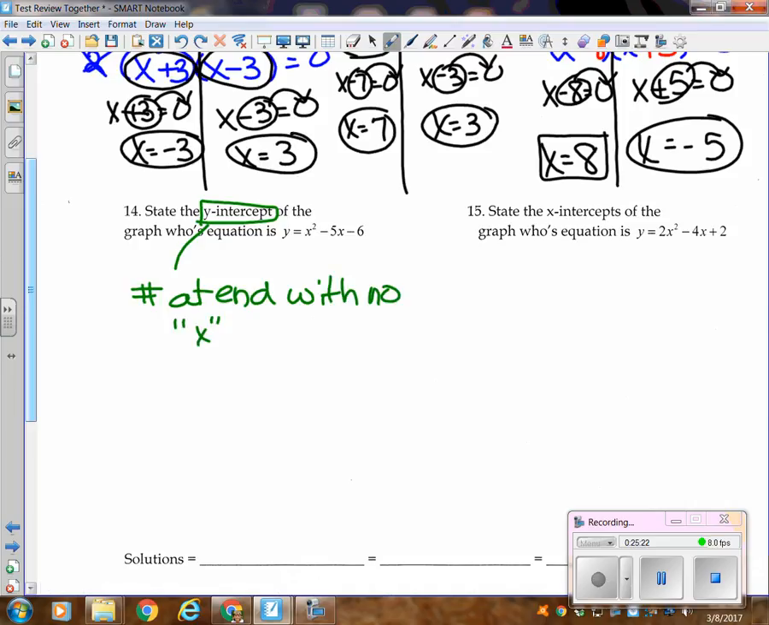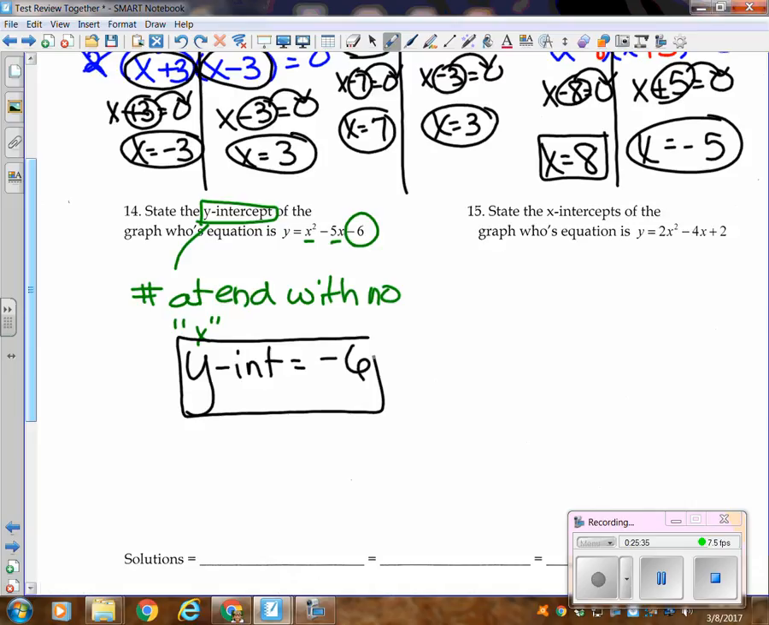So which number at the end has no x? Well, x squared has an x, 5x. The number at the end that we're talking about is what? -6. So the y-intercept is the number at the end, which is -6. Just got to know how to find that.